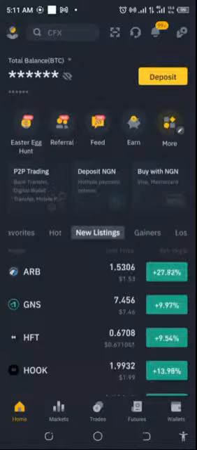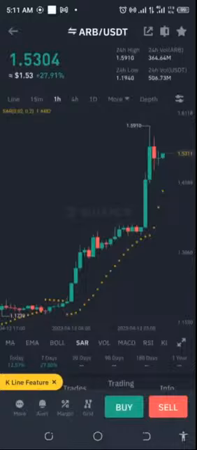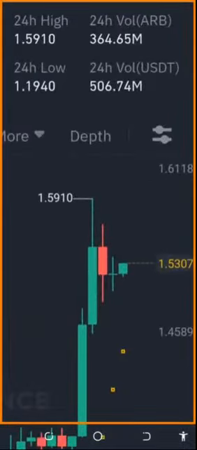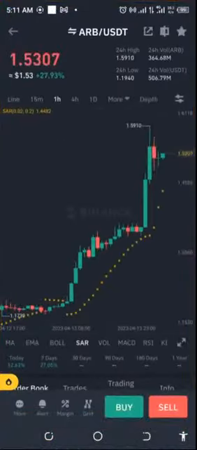So from $1.36, it ran all the way, okay, to... it actually ran all the way to where? It actually went all the way to $1.59. This is just the current price, and that's how we're able to hit our target.